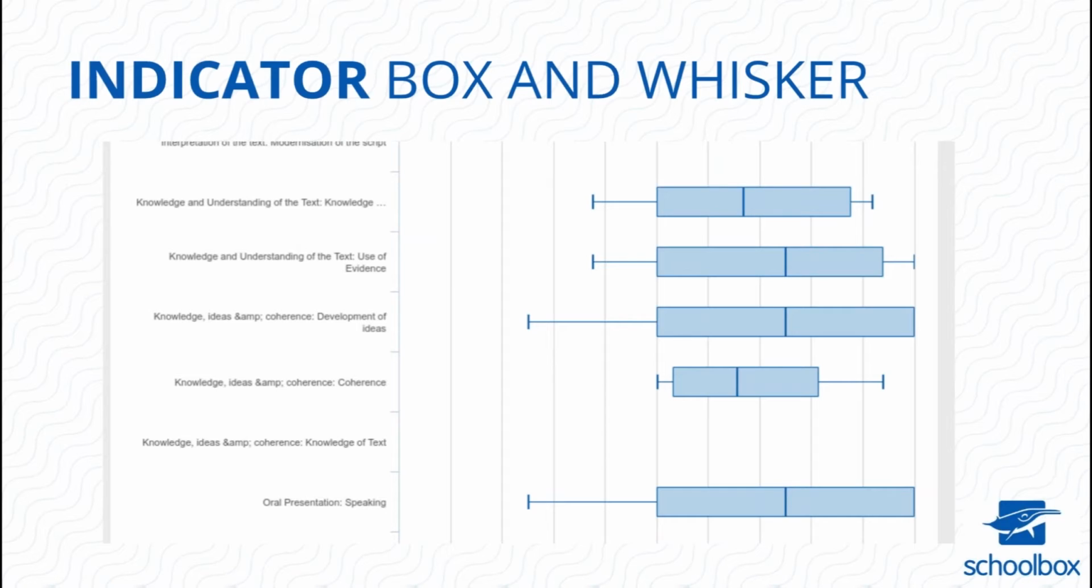Next up, one of the things that we started doing in Schoolbox is building box and whiskers based on the indicators that you've developed in your rubric. Now, this gives us the ability to look horizontally across the entire cohort or your particular class and see what skills have been covered, what skills haven't been covered, and what level the students are at with that particular skill.